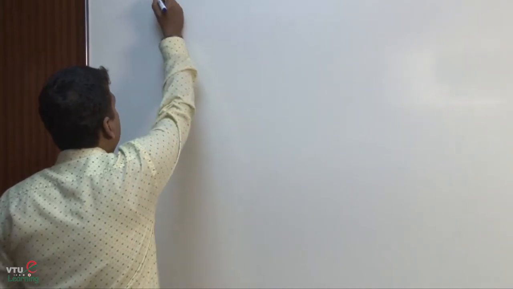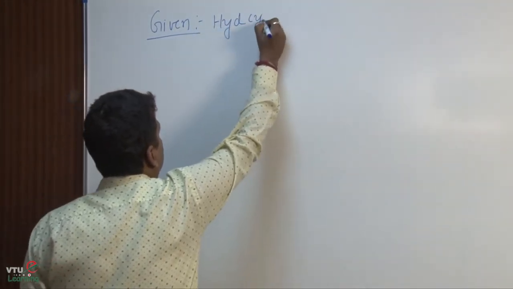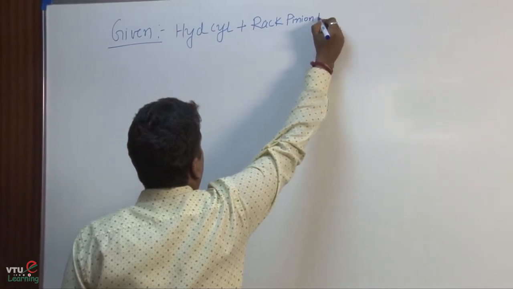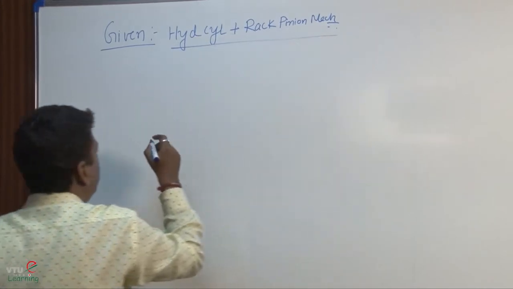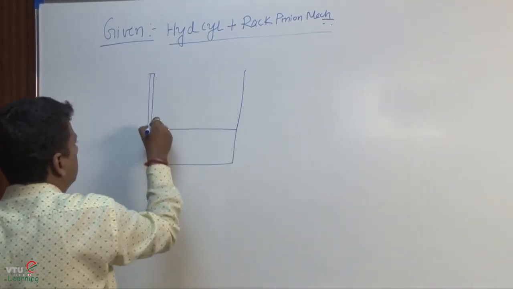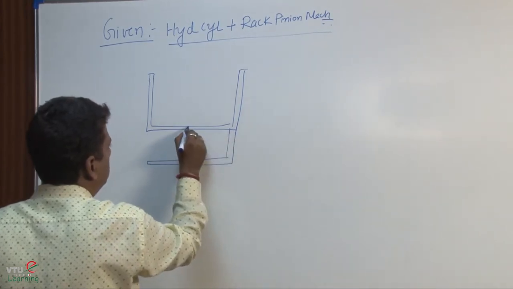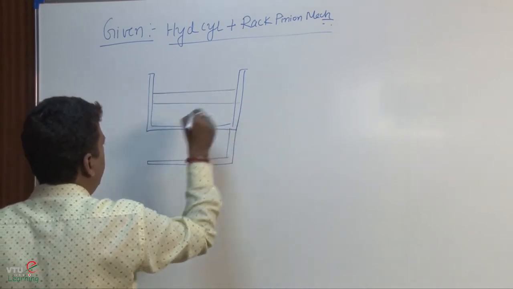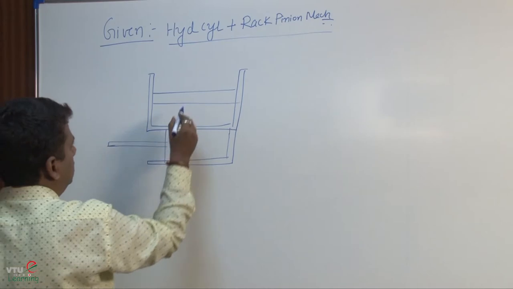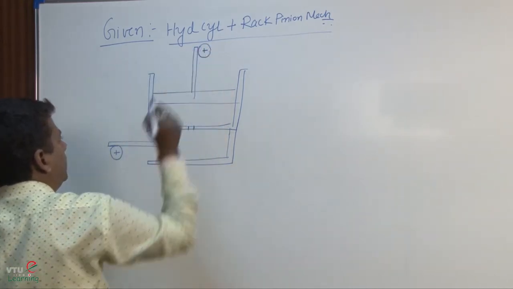First, let us write down the given configuration, that is the hydraulic cylinders with rack and pinion mechanism. So this is the combination, right? One big vertical cylinder is there, one thin horizontal cylinder is there. So, this is the configuration. This is the opening, right? You have one piston attached like this, and the rod. This is the piston rod, and this is the rack.